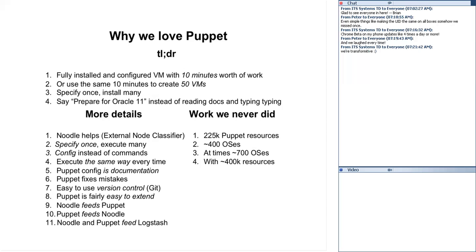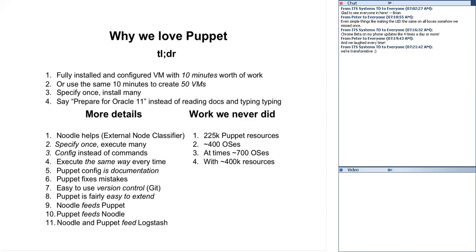And in that same 10 minutes, or maybe 1 minute, once we've got our DNS automated, we can create 50 VMs. So we get to specify one time something like, hey, I have a new stack of Banner machines, go install them, because Puppet already knows what it means to make a stack of Banner machines. So we get to do that. Specify once, install many. That's the short version.